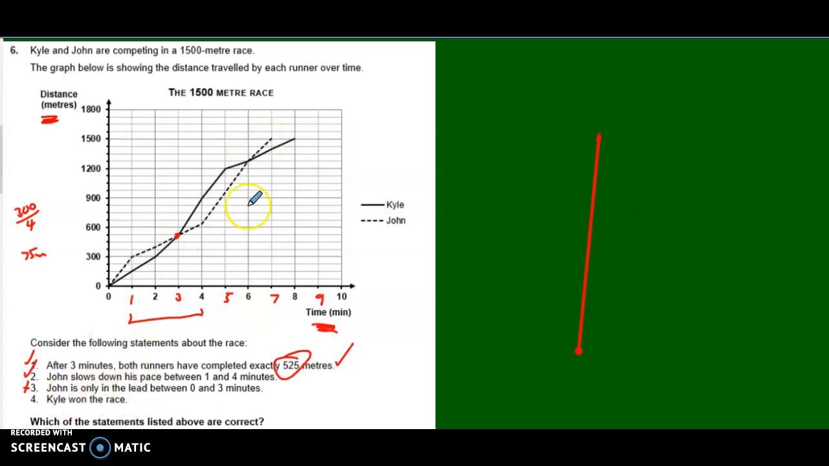Kyle won the race. Well, who won the race? Whoever completed the race in the least amount of time. The dashed line, which is John, completed it in 7 minutes, and Kyle completed it in 8 minutes. So Kyle did not win the race. John won the race, so this is wrong. So 1 and 2 is right. 1 and 2.